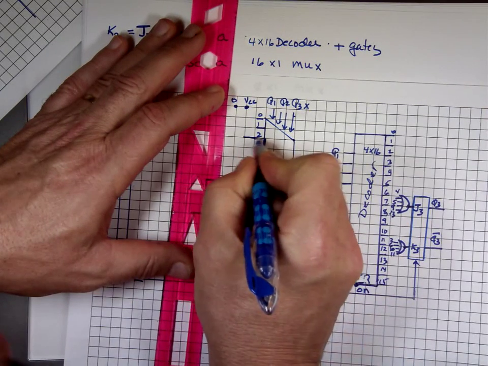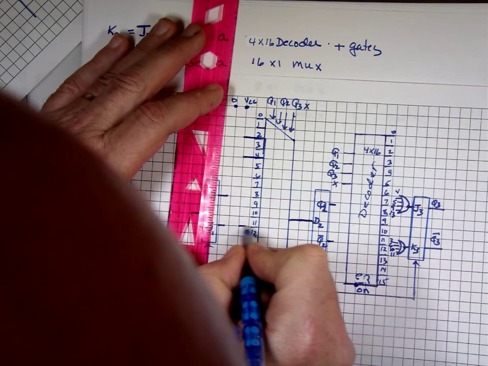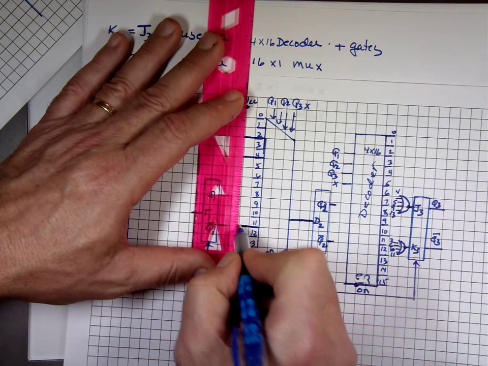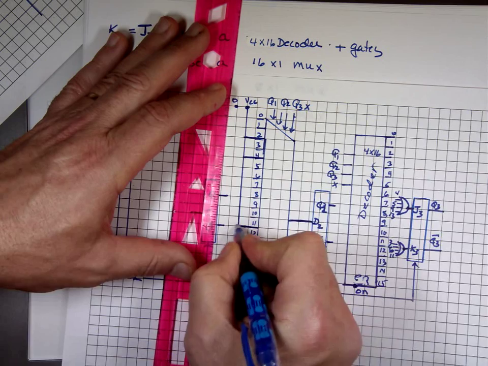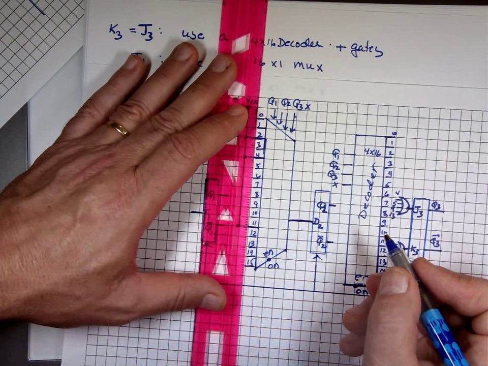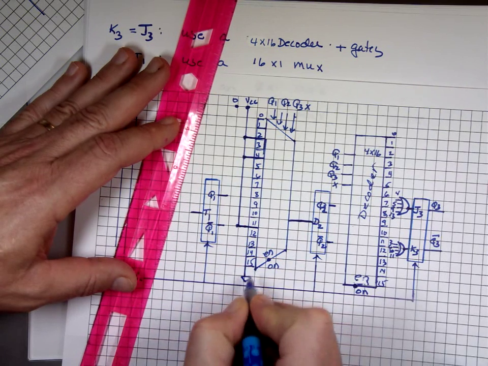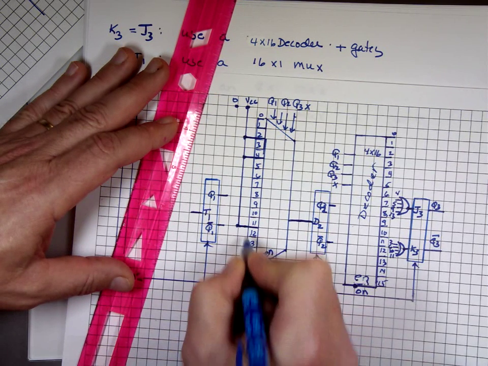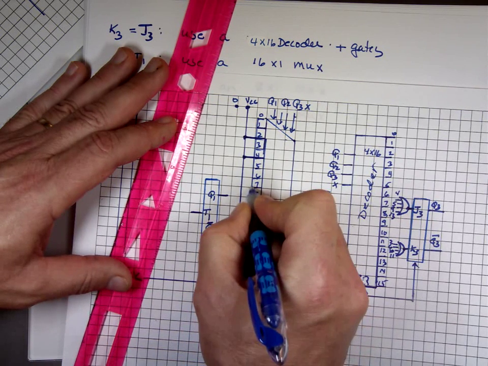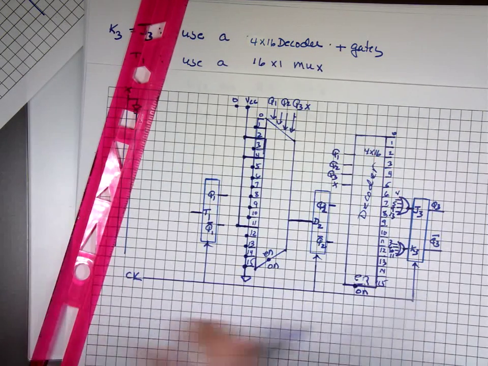2, 4, 11. and the rest of them to ground. So maybe I'll make my life easy on me and I'll go like this. I'll put a ground here. The rest of them to ground. I changed my mind about the ground there. I put it down there because I realized I don't have a space there.